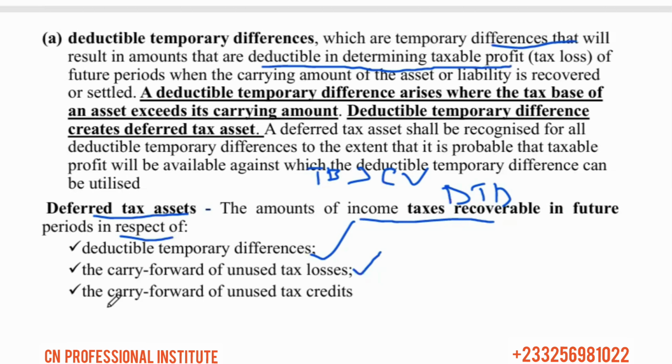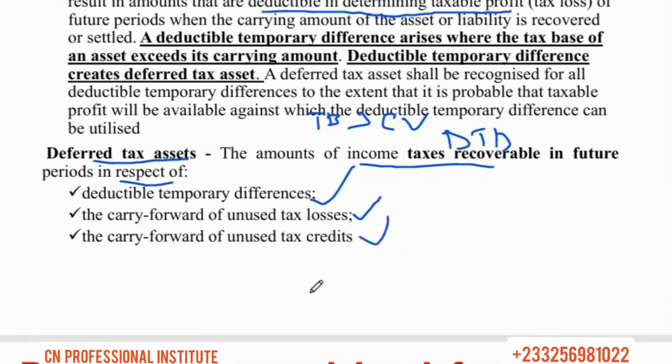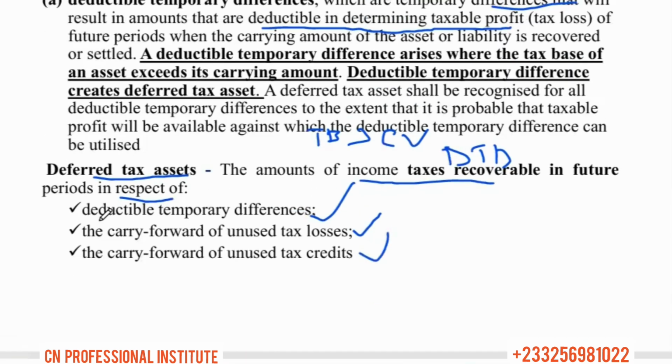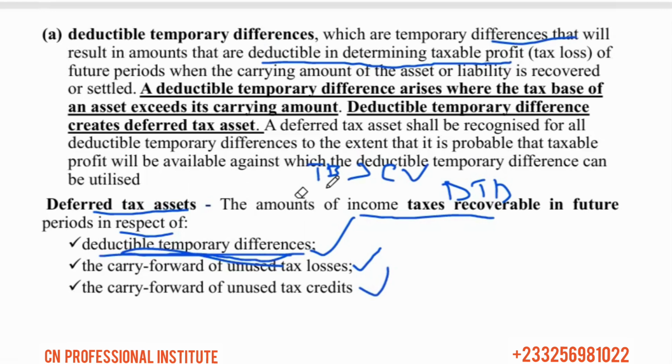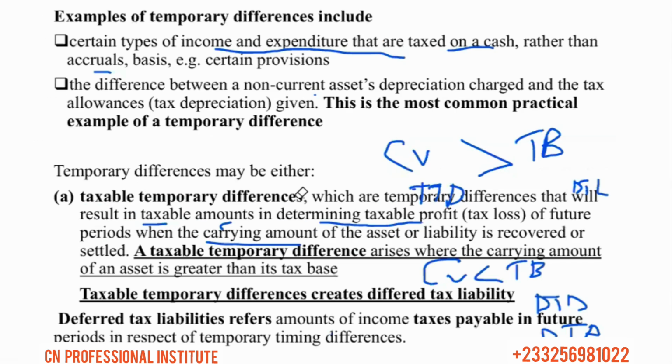Then we have the carry forward of unused tax credit. So all these things create deferred tax asset, but the most common is the first one, deductible temporary differences, and that's what we are going to be looking at throughout the lesson, right? So that's it with temporary differences.